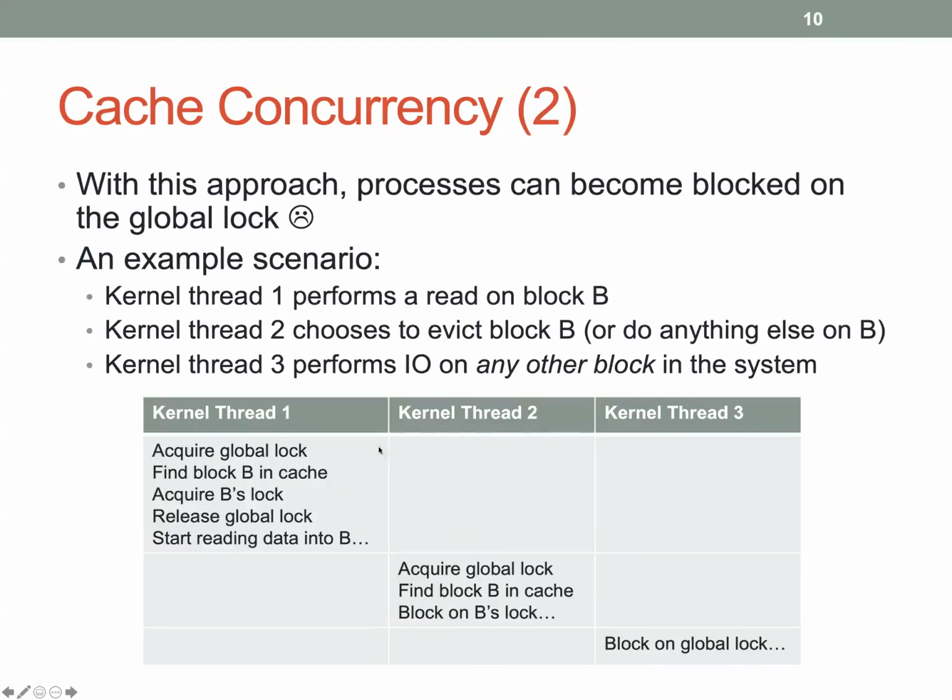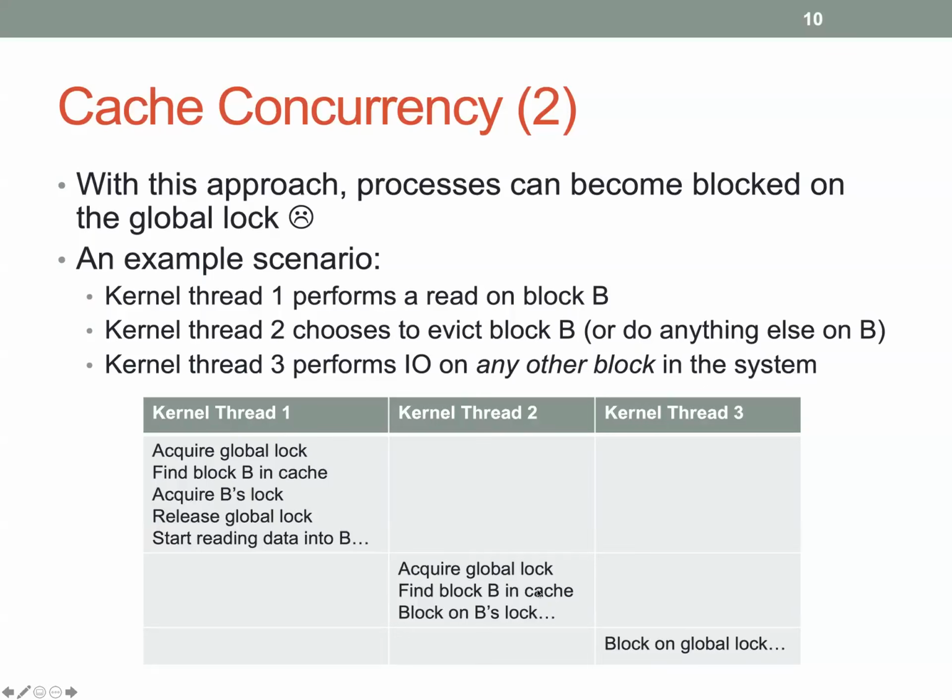Kernel thread 1 acquires the global lock because it's looking at the mapping, the mapping hash table. It looks up block B's entry in the cache. It says, it's over here. Then it tries to acquire block B's lock, and then it releases the global lock and starts reading data into block B. Kernel thread 2 comes along while this is occurring. Remember, the read is going to be very slow.